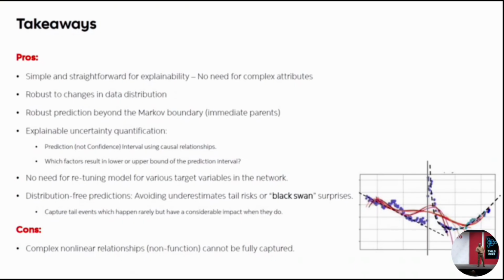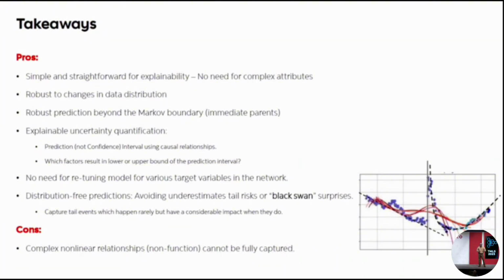So, takeaways, pros and cons. Simple and straightforward for explainability. That's very important because you can use other types of explainability, like I mentioned, Shapley value, LIME, and so on. But if you use those, you need to add another layer of explainability to explain the factors. So causality is very similar to the human cognitive process. That's why it is simple and straightforward. You don't need to create crazy features to explain the model.